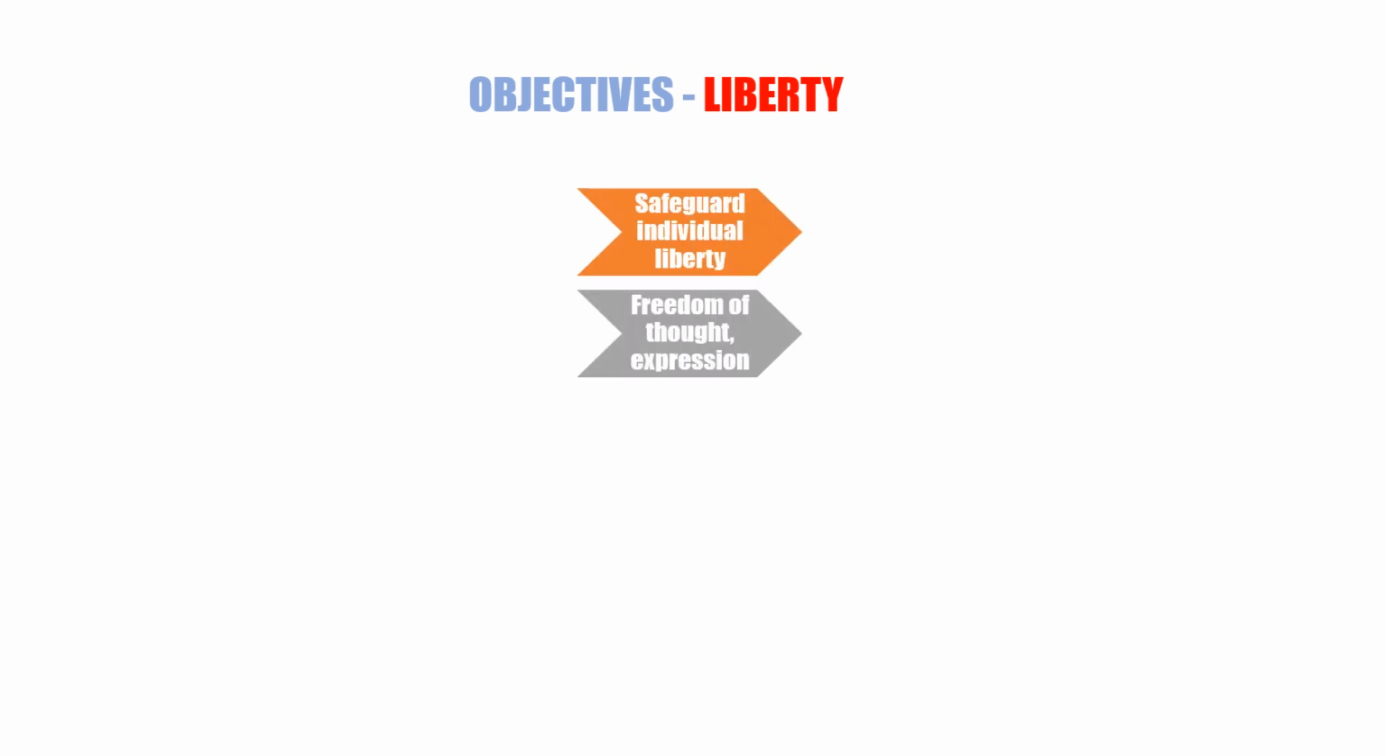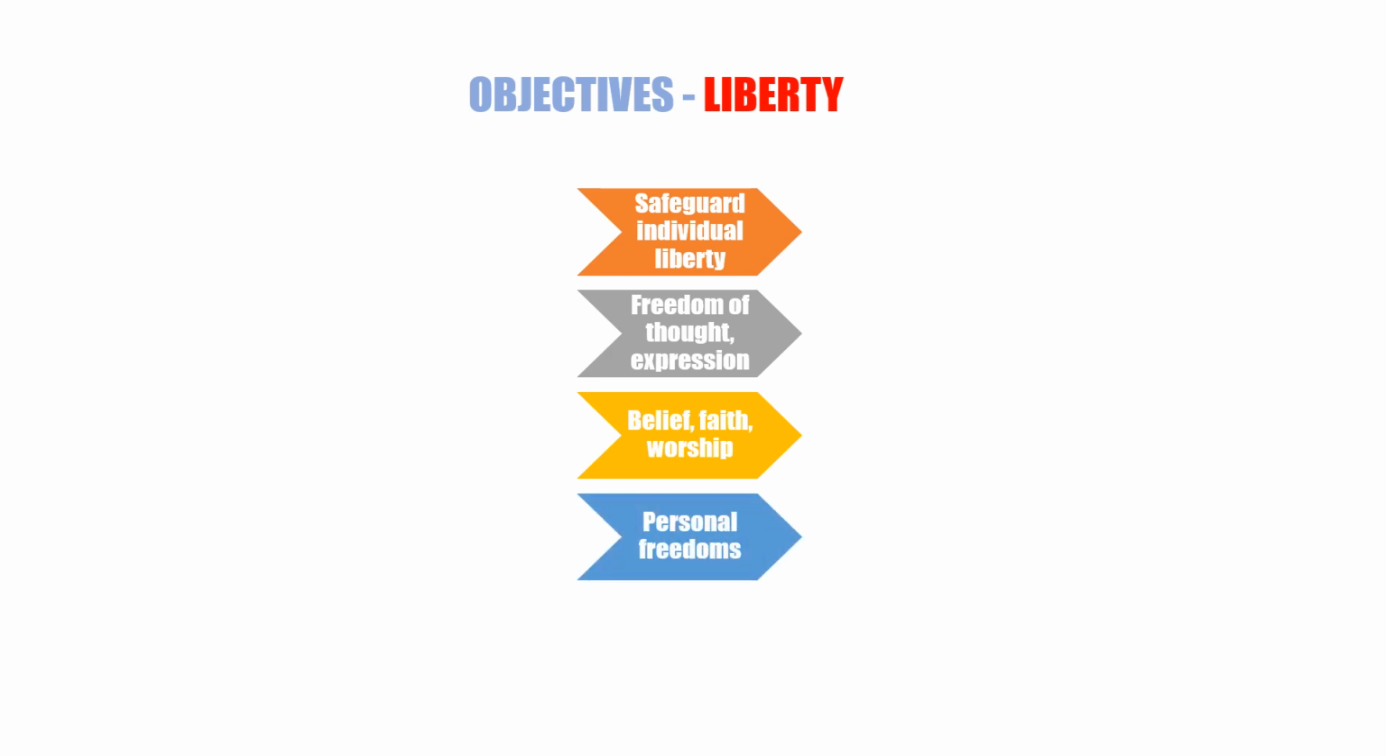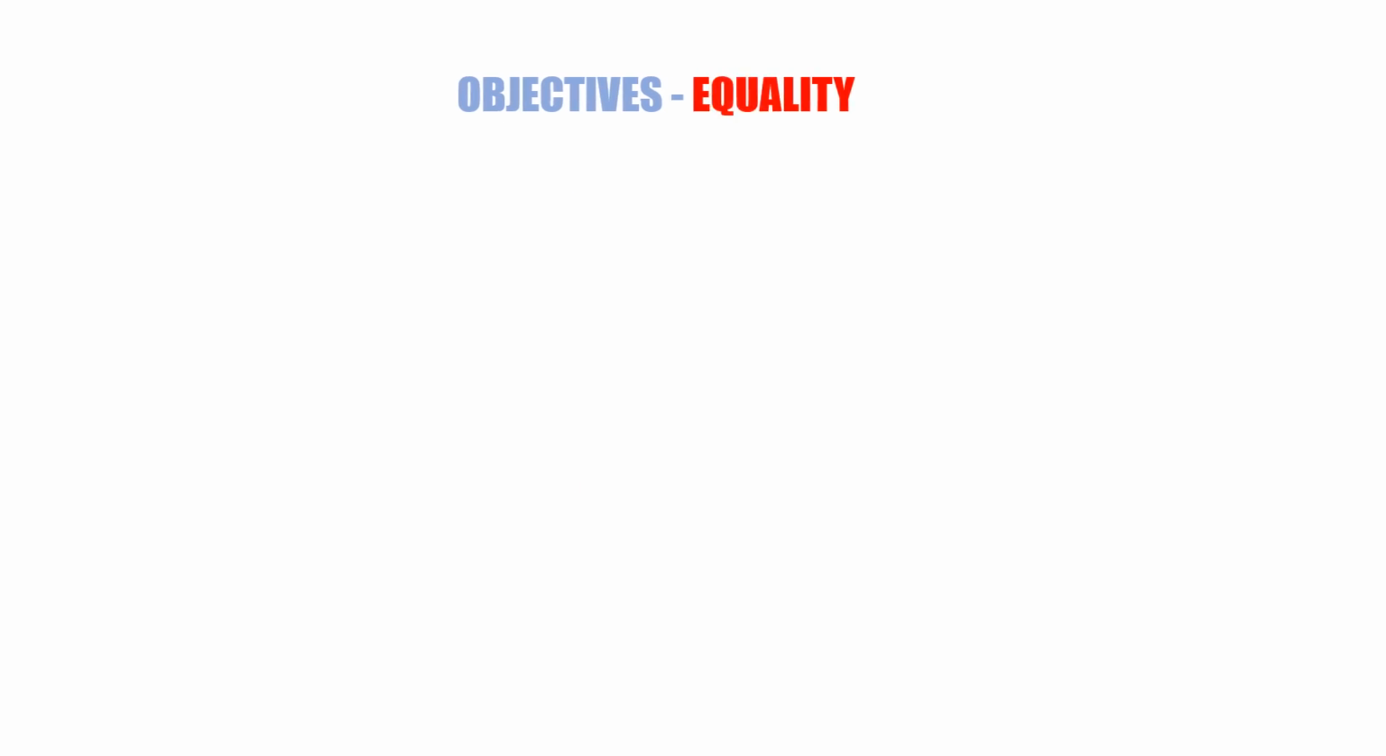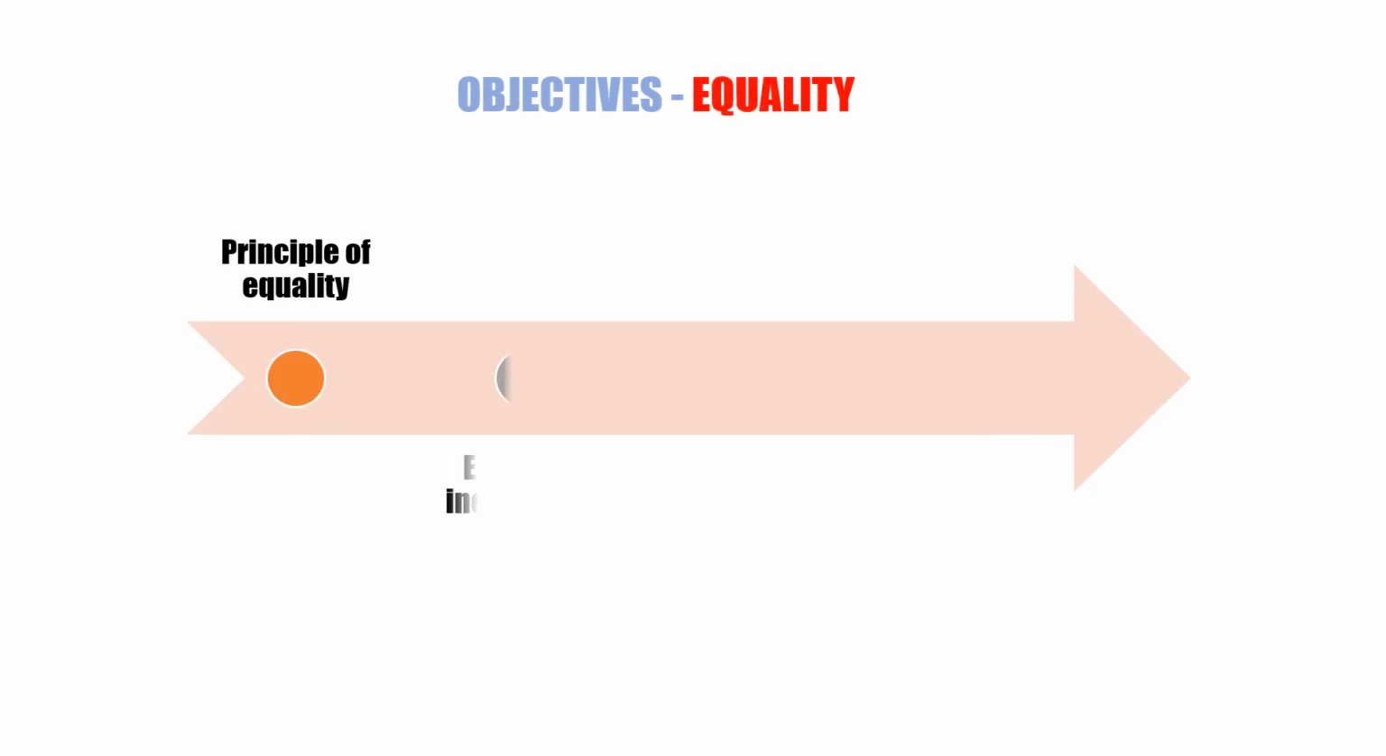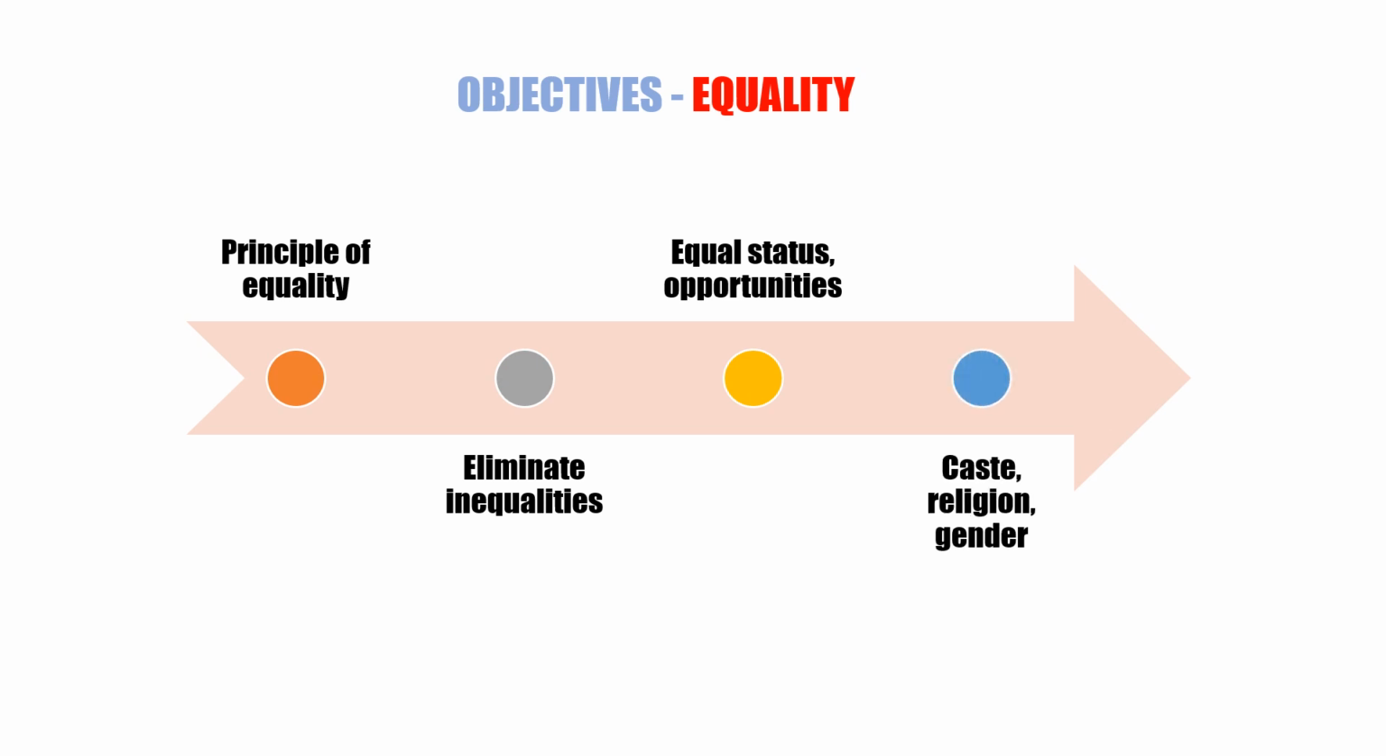Liberty. The Preamble seeks to safeguard individual liberty, ensuring freedom of thought, expression, belief, faith and worship. It emphasizes the importance of personal freedoms within the framework of law. Equality. The Preamble protects the principle of equality, aiming to eliminate social, economic and political inequalities. It promotes equal status and opportunities for all citizens, irrespective of caste, religion, gender or region.